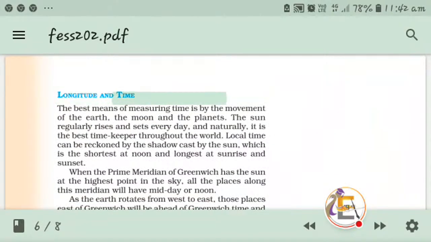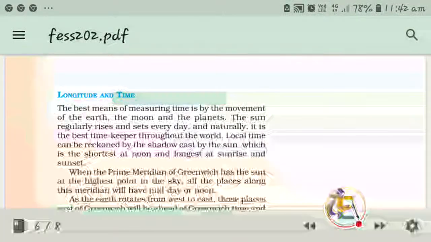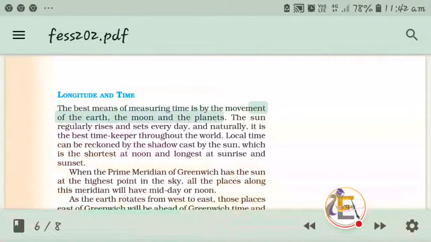Longitude and time. The best means of measuring time is by the movement of the Earth, the Moon and the planets. The sun regularly rises and sets every day, and naturally, it is the best timekeeper throughout the world. Local time can be reckoned by the shadow cast by the sun, which is the shortest at noon and longest at sunrise and sunset. When the prime meridian of Greenwich has the sun at the highest point in the sky, all the places along this meridian will have midday or noon.